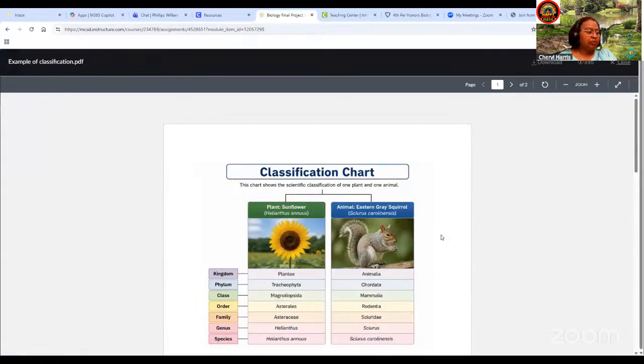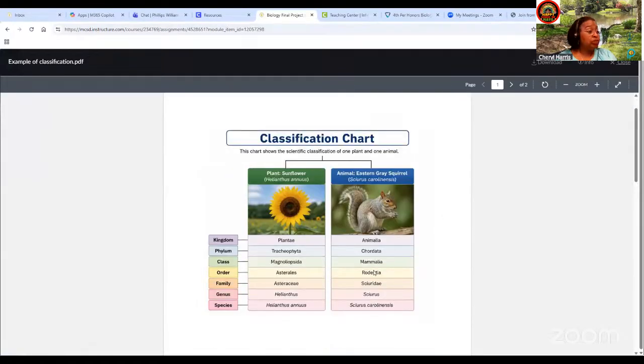What I mean by full classification, and I want you to do it just like this because that'll be easier for you, is to list all the classification headings: kingdom, phylum, class, order, family, genus, and species. I want you to have a picture of your two organisms at the top. See how this is? Sunflower is its common name. Underneath it has its scientific name. So that's what you want to do with your plant and your animal. This is a gray squirrel, and that's its common name, and this is its scientific name.